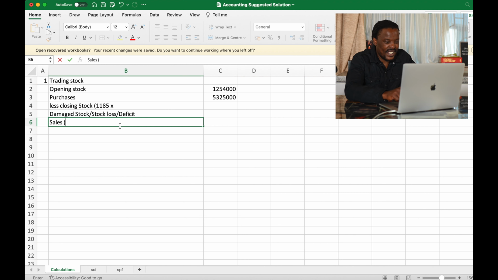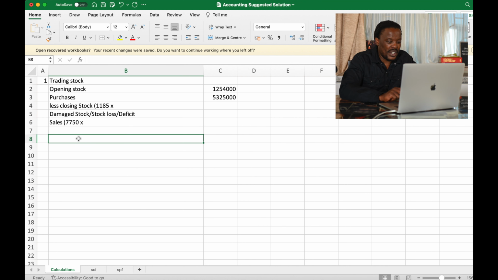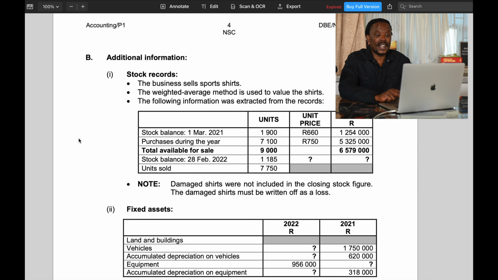Let's look at the sales. Units sold is 7750 multiplied by. They are using the weighted average. Weighted average now simply means that they are looking at what they had, the stock of 1,900 units at a unit price of 660, and then they bought 7,100 units at a price of 750.